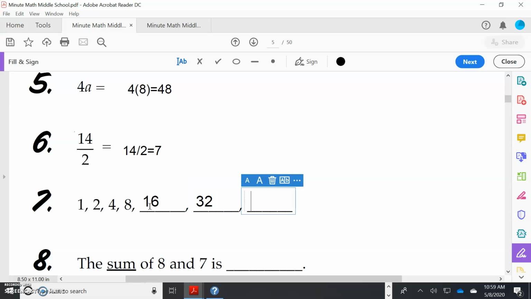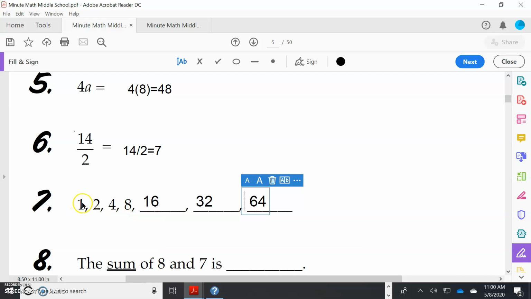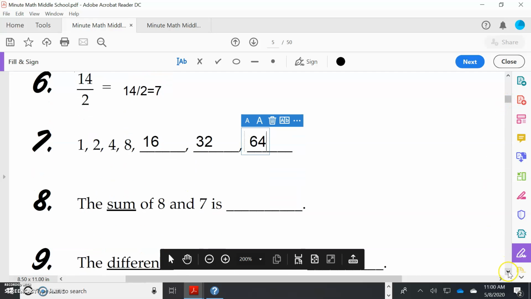32 plus 32 is 64, if I did that right. So what we did for this pattern here is we just took our number and we added it together. 1 plus 1, 2. 2 plus 2, 4. 4 plus 4, 8. 8 plus 8, 16. 16 plus 16, 32. So those are a little tricky. It's like a math puzzle. You have to figure out the pattern.